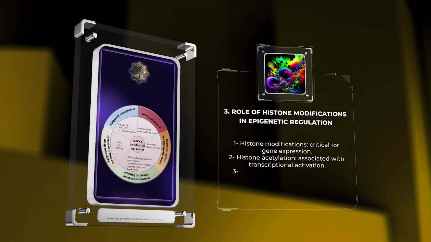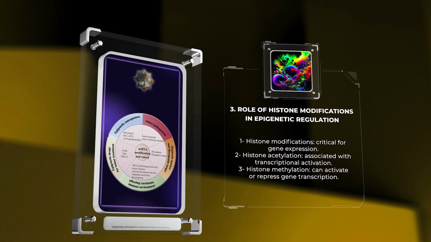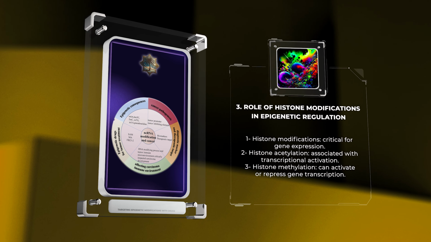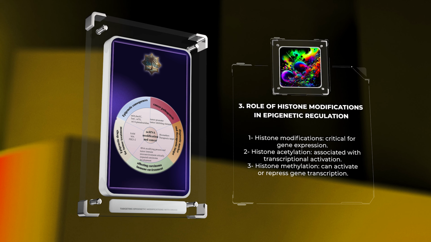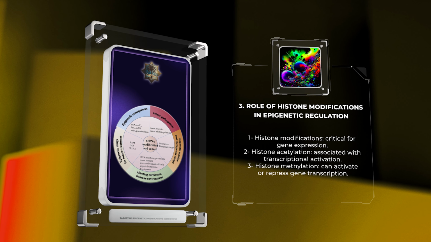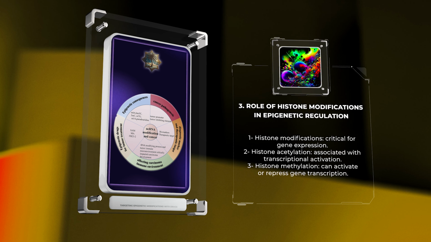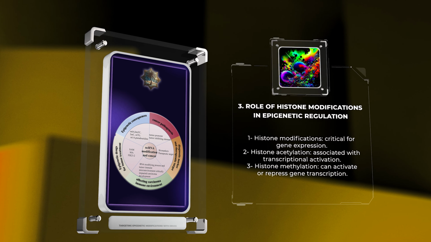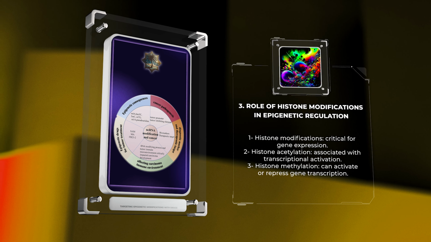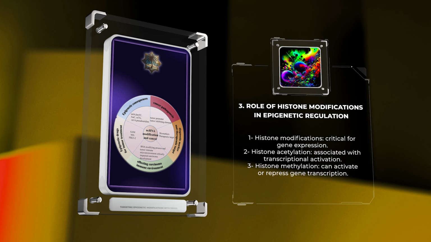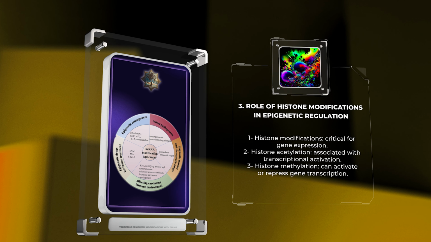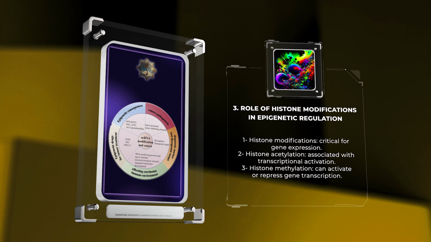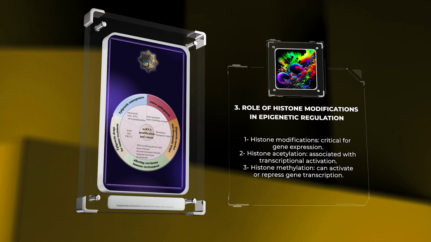Histone proteins form the structural backbone of chromatin, and their post-translational modifications play a critical role in epigenetic regulation. These modifications, including acetylation, methylation, phosphorylation, and ubiquitination, create a dynamic and complex histone code that determines gene expression patterns. For example, histone acetylation is associated with transcriptional activation, while histone methylation can either activate or repress gene transcription depending on the specific site and degree of methylation. Understanding the precise role of histone modifications is vital for deciphering epigenetic mechanisms and developing targeted therapies.